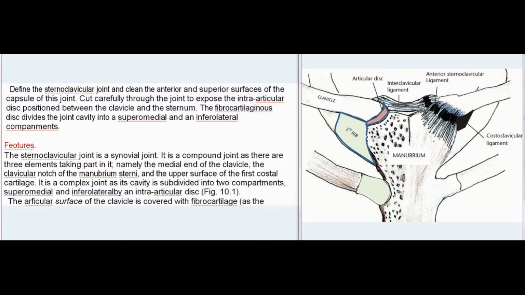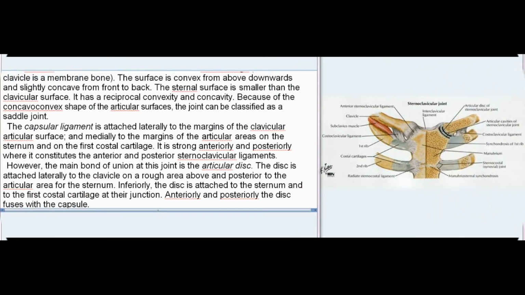It is a compound joint as there are three elements taking part in it, namely the medial end of the clavicle, the clavicular notch of the manubrium sterni, and the upper surface of the first costal cartilage. It is a complex joint as its cavity is subdivided into two compartments, superomedial and inferolateral, by an intra-articular disc, Fig 10.1. The articular surface of the clavicle is covered with fibrocartilage, as the clavicle is a membrane bone.